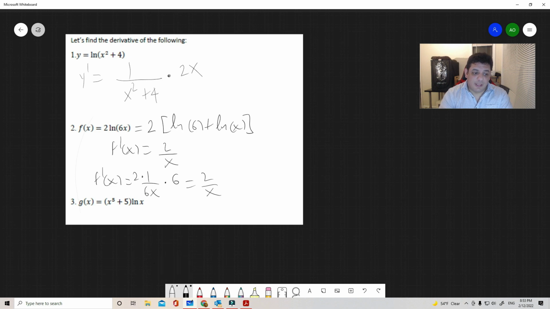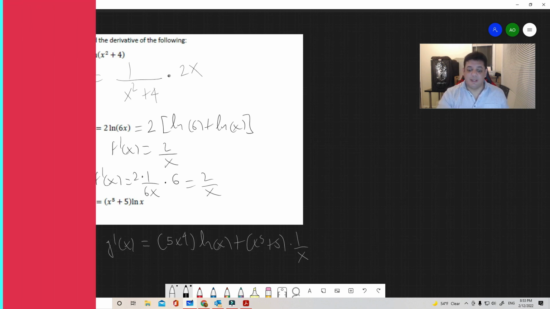Now finally, number 3 is g of x equals x to the 5 plus 5 times log of x, and in here we just have a product rule. So g prime of x is going to be 5x to the 4 times log of x plus x to the 5 plus 5 times 1 over x. We can simplify a little bit if we want to, but that's the main idea.